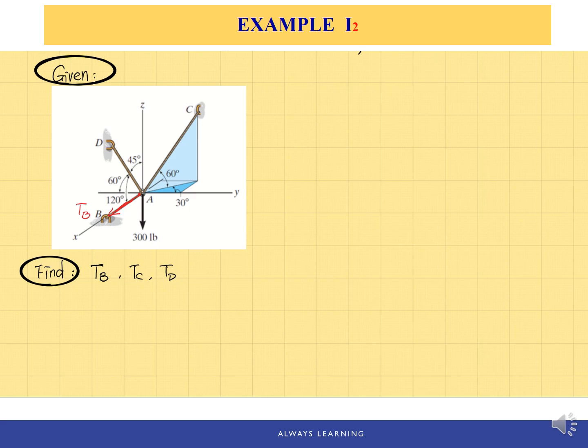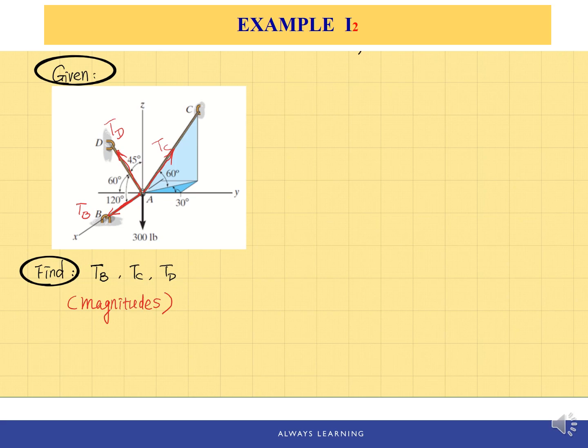pointing from A to B. Since everything starts from A, I just omit the A and use B, meaning it's pointing to B. TC is the tension developed inside cable AC, and TD is the tension developed within cable AD. We are looking for those three forces. To be more specific, we are looking for the magnitudes of the forces.